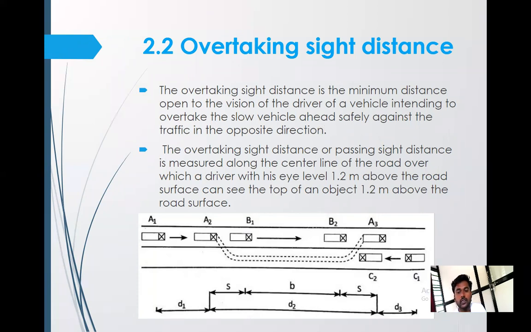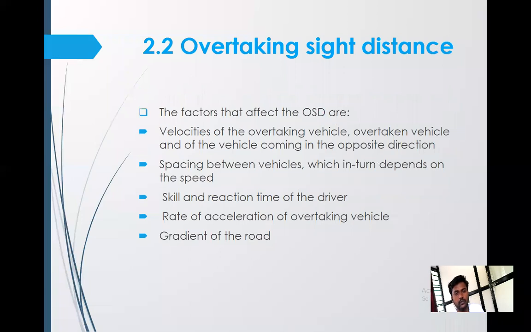Okay, when the velocity of the vehicle C, that is coming from the opposite direction, is not known, then it is taken as the fast moving vehicle velocity. Between A and B, which one is the fast moving? Vehicle A. It means the velocities of vehicle A and vehicle C are taken as the same if the velocity of vehicle C is not given.